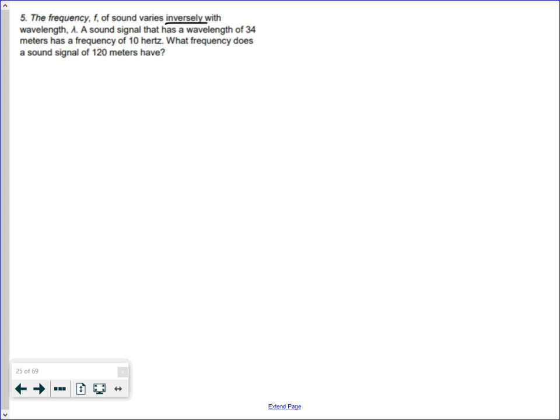So from the very beginning, we're told the frequency and wavelength are inversely related. So remember, if they're inversely related, that means it's going to be in the form y equals a over x. Or in this case, we're going to use f equals some a we don't know, all over, I think it's lambda, or the wavelength.